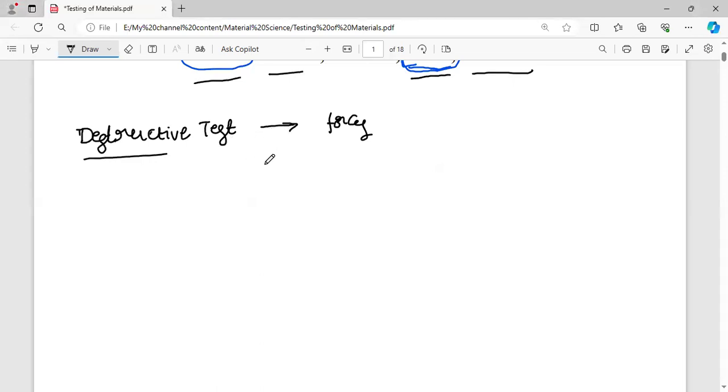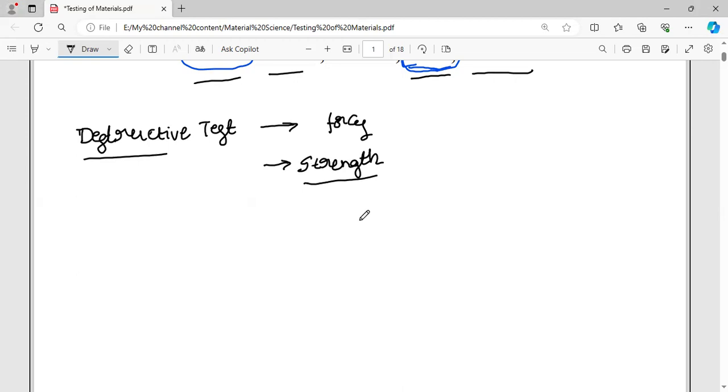This destructive test can be used to identify the strength of the materials, mainly the strength of the materials. Due to this destructive test, the material will be completely collapsed. Next, the second test is the non-destructive test.